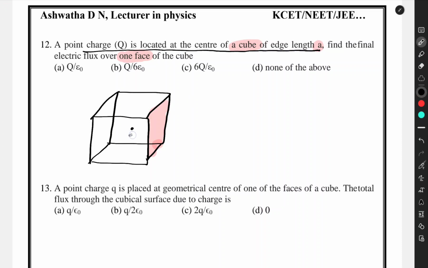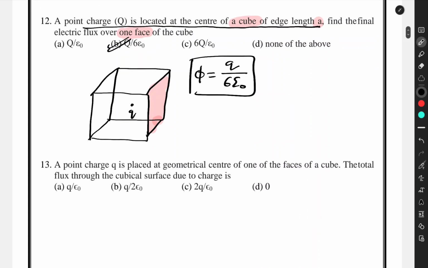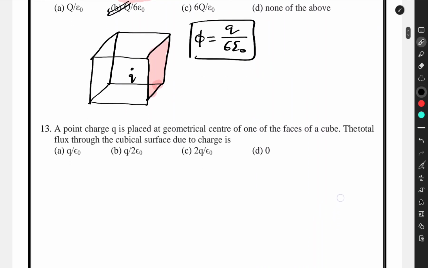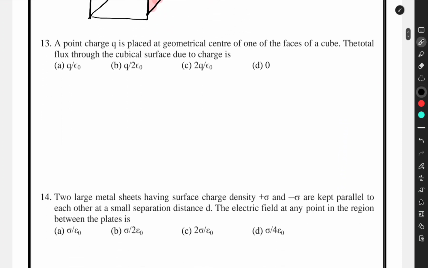Here there is a charge. Electric flux through each face is given by Q by 6 epsilon naught. So option B is correct. Yes. Next, we have a point charge Q located at the geometrical center of the cube.